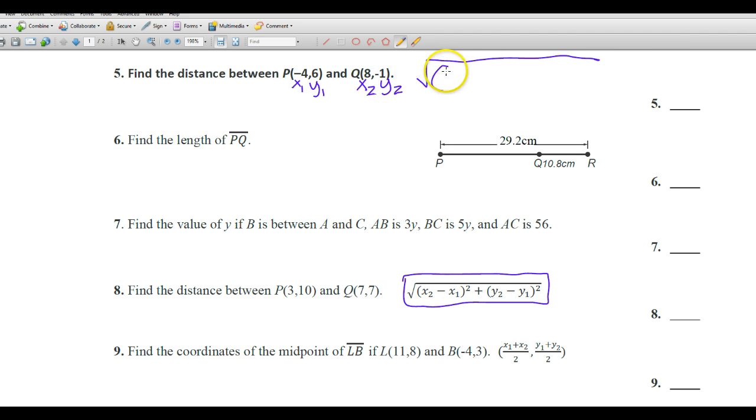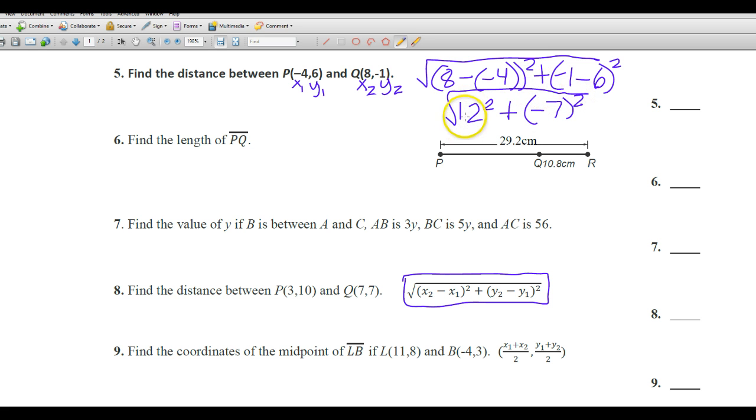So I would have 8 minus -4 squared plus -1 minus 6 squared. We simplify from here. 8 minus negative, or plus 4, is 12. -1 minus 6 gives us -7. Simplify a bit further. 12 squared is 144, and -7 squared would be 49.